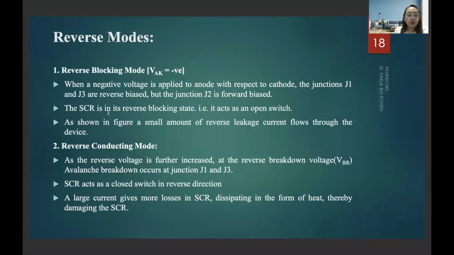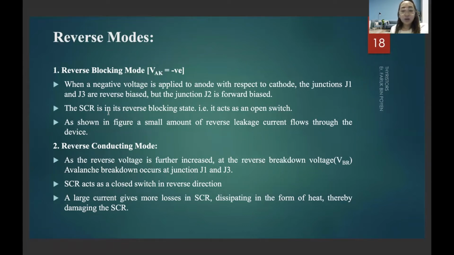So, reverse blocking mode, where the anode to cathode is negative. When a negative voltage is applied to the anode with respect to the cathode, junction 1 and junction 3 are reverse biased. We know that if that is reverse biased, junction 2 is forward biased and acts as an open switch, in the non-conducting state. The SCR is in its reverse blocking state.